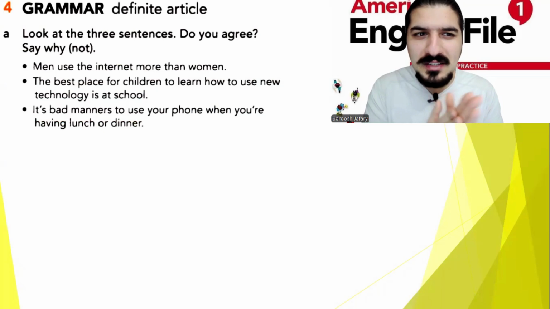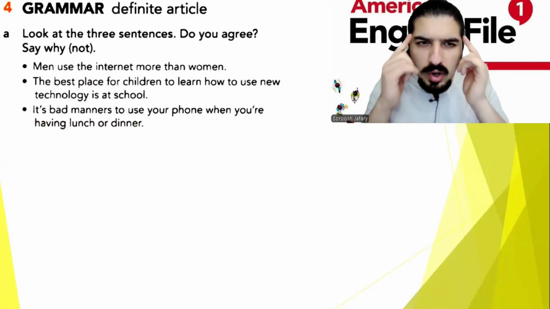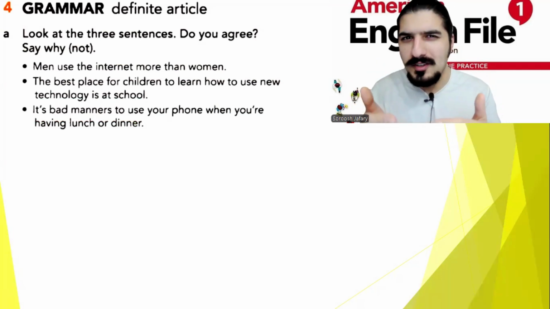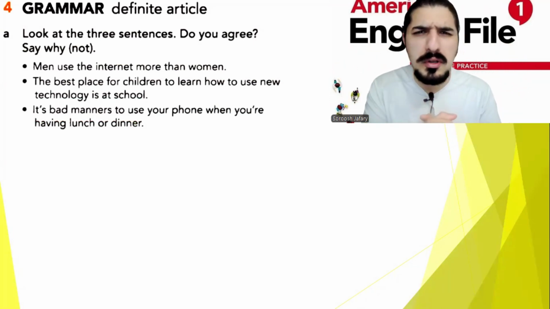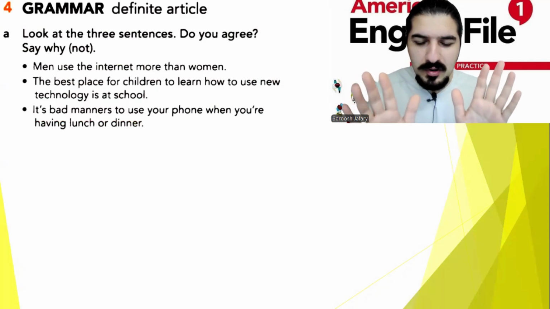Now look at the 3 sentences. Do you agree? Say why or why not. Let's see. Men use the internet more than women. The best place for children to learn how to use new technology is at school. It's bad manners to use your phone when you're having lunch or dinner. So, what do you think? First, take your time, talk about it. I'll wait for you. You can do it. Or if you're ready, okay, let's see.